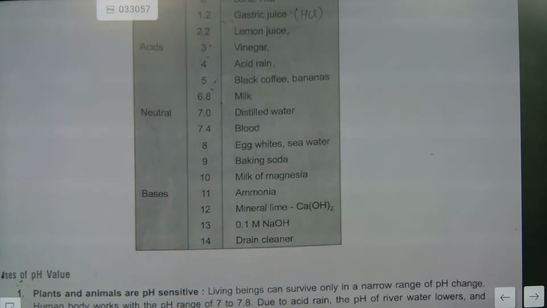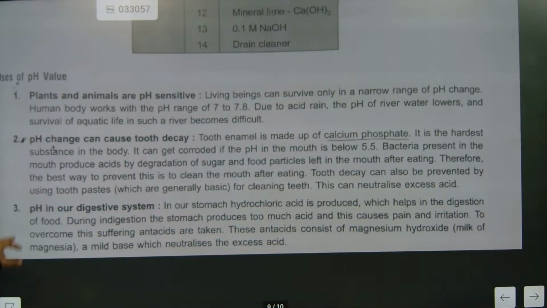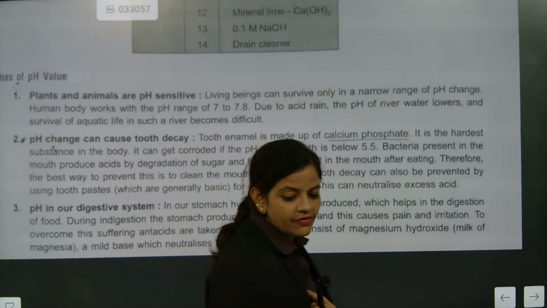14. Understood? So uses of pH scale: plants and animals are very, very pH sensitive. We are pH sensitive also.